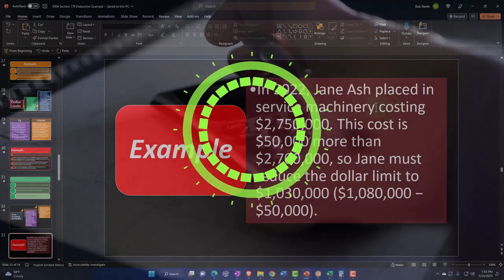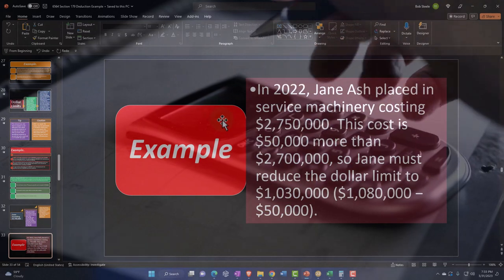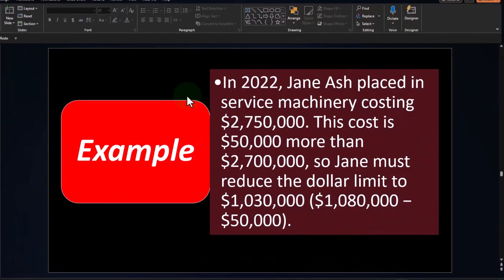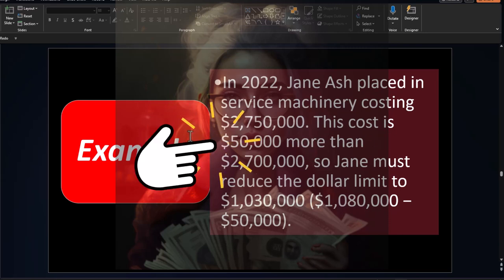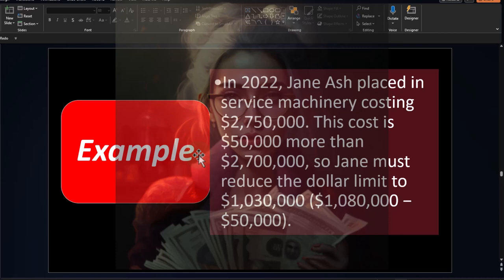Now, the other weird thing is, if we go way over, then we have this reduction of the cap. So for example, on this one, in 2022, Jane Ash placed in service machinery costing $2,750,000. This cost is $50,000 more than the $2,700,000. So Jane must reduce the dollar limit to $1,030,000.